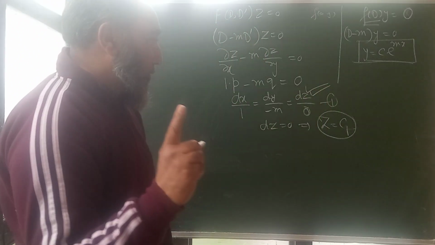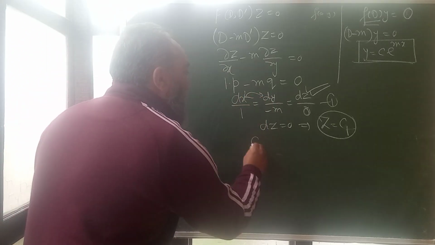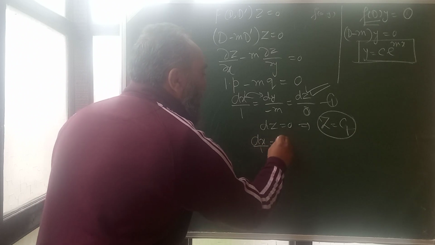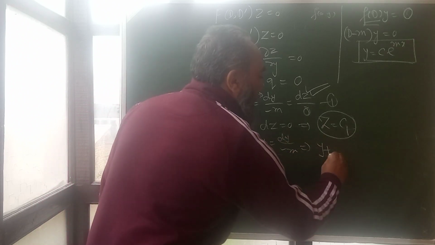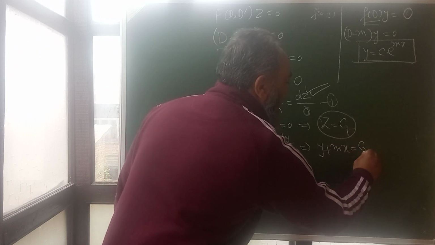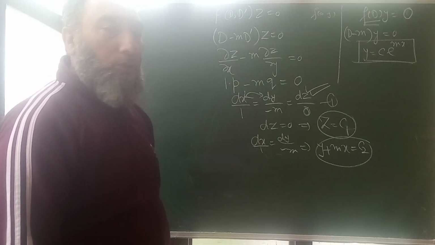This is our first solution. Taking these two factors together, what will we get? dx by 1, dy by minus m implies y plus mx equals c2. So I have two solutions, c1 and c2.